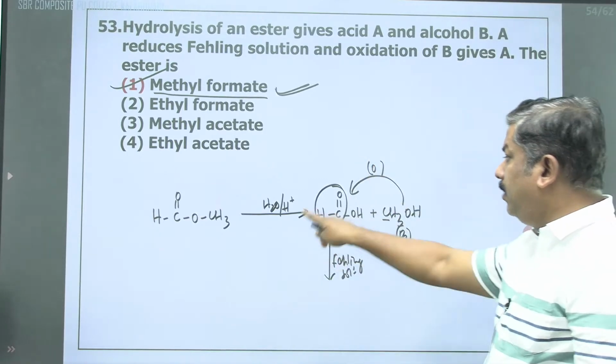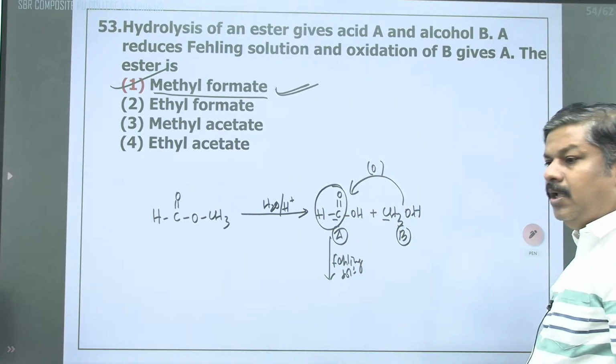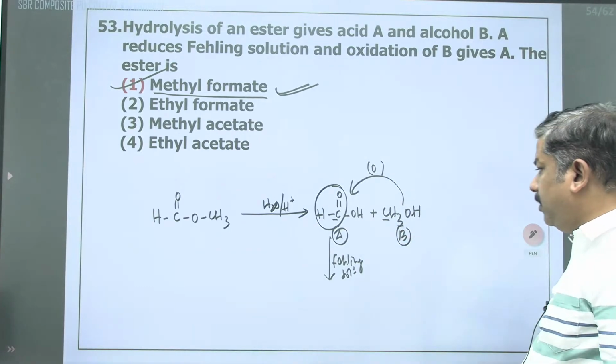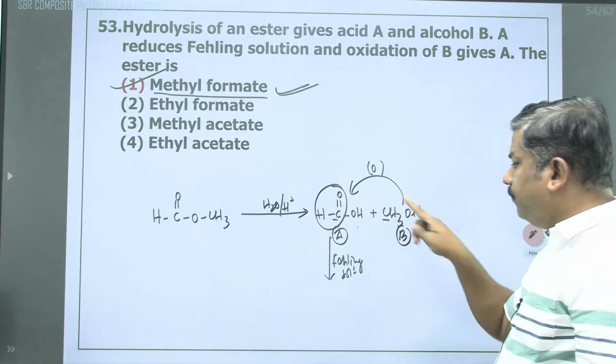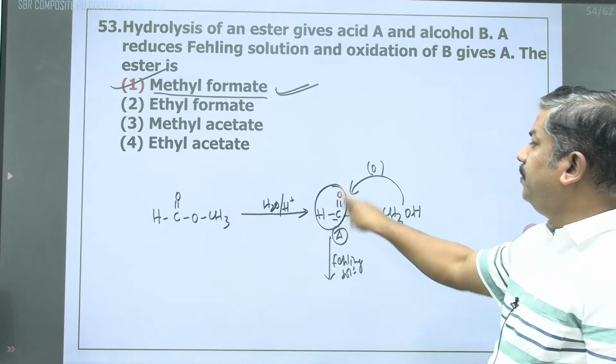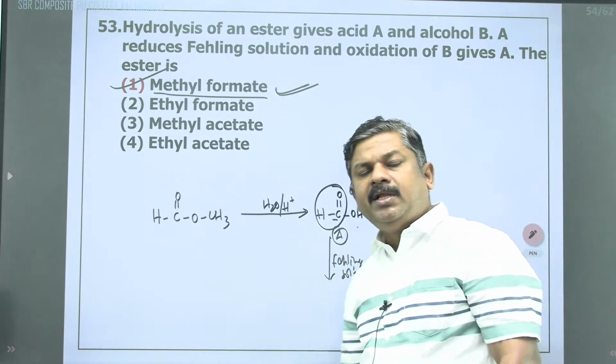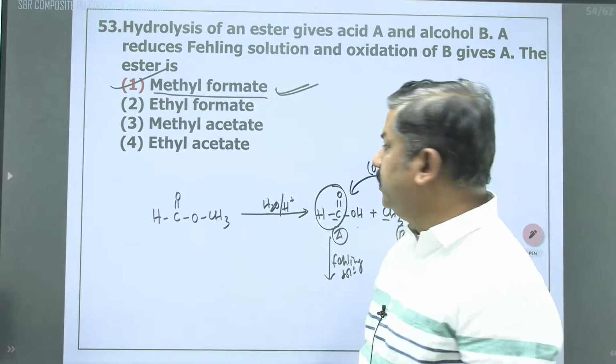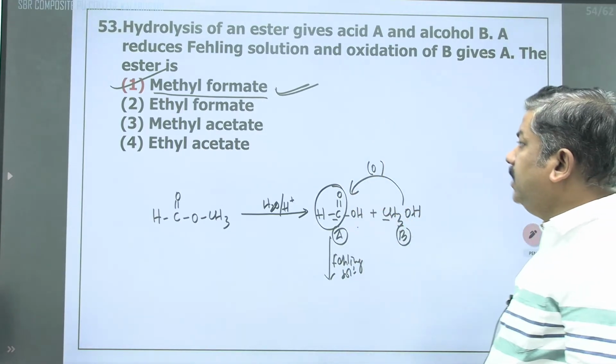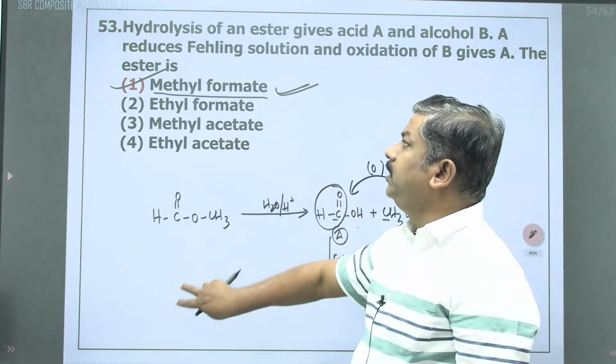Methyl formate on hydrolysis gives these two compounds: one is methanoic acid, the next one is methanol. Methanoic acid can give the Fehling solution test because of the presence of aldehyde. When methanol undergoes oxidation, what does it form? Methanoic acid. Alcohols on oxidation produce carboxylic acids containing the same number of carbon atoms. So only the first option is correct.